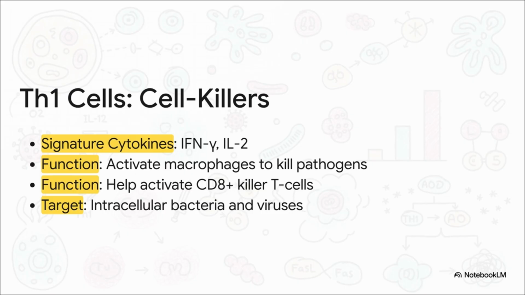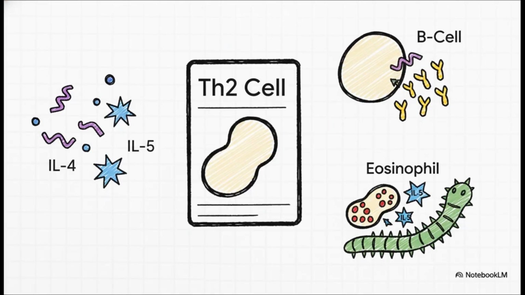This stuff is like a super soldier serum for macrophages. It turbocharges them, making them way better at killing pathogens they've eaten. Th1 cells also produce IL-2, which is like a high-energy fuel that helps our army of CD8+ killer T cells grow and multiply. Next are the Th2 cells, the directors of the humoral response.